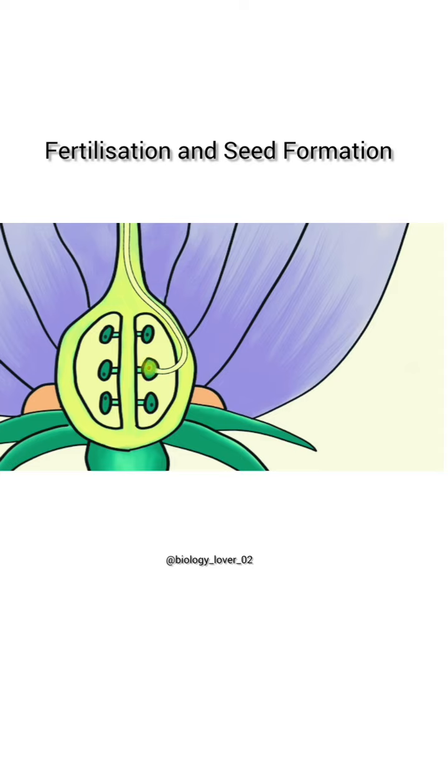Here, the pollen nucleus fuses with the egg cell nucleus. This fusion of the two nuclei is fertilization. Fertilization creates a new cell called a zygote.